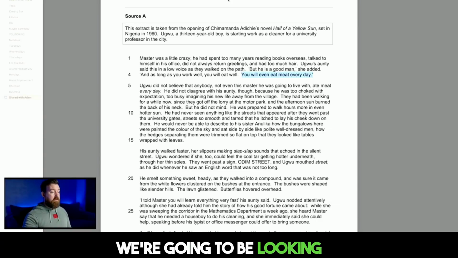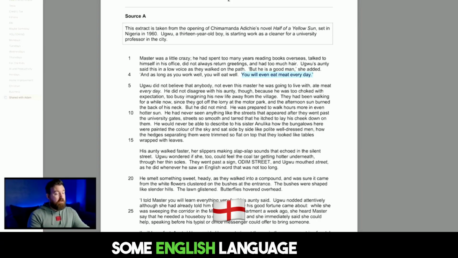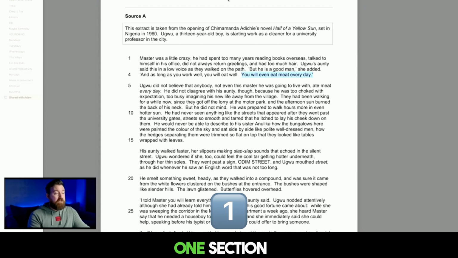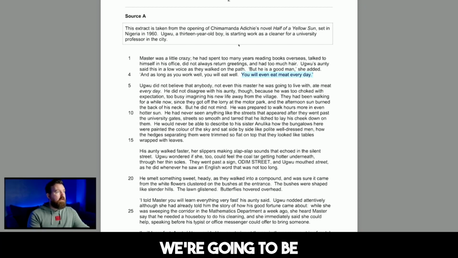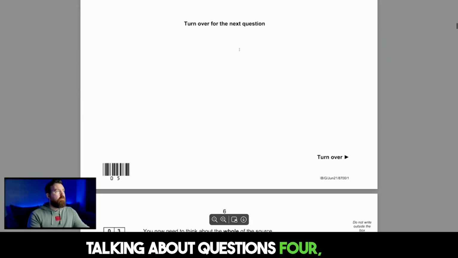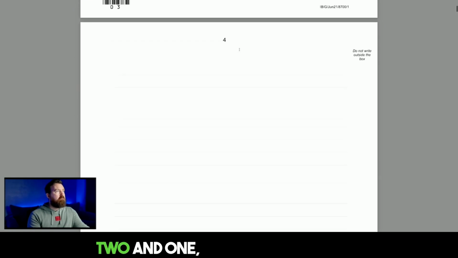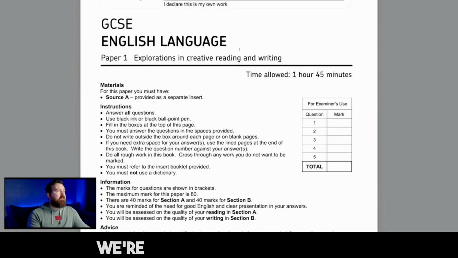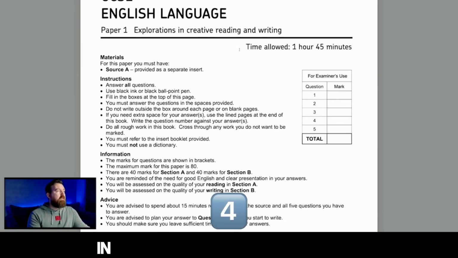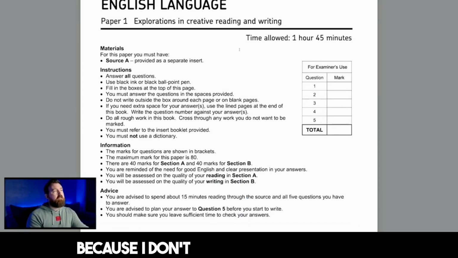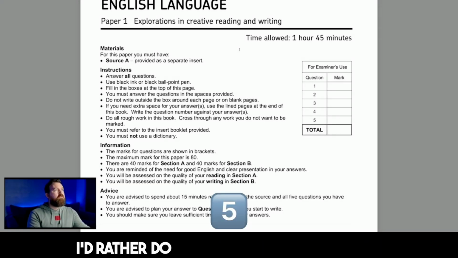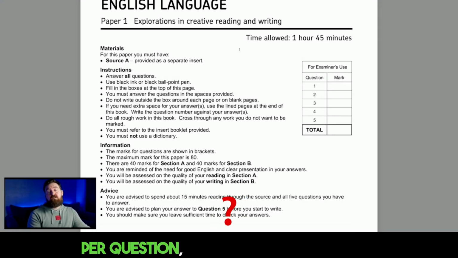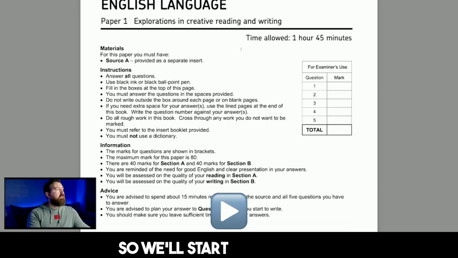We're going to be looking at some English language paper 1, section A today. We're going to be talking about question 4, 3, 2 and 1, or if you prefer the conventional 1, 2, 3 and 4. And the basic outline of this, we're going to go through this in 4 different videos actually, because I don't want to overwhelm you. I'd rather do sort of 5-10 minutes per question, show you how easy it is. So we'll start really simply.